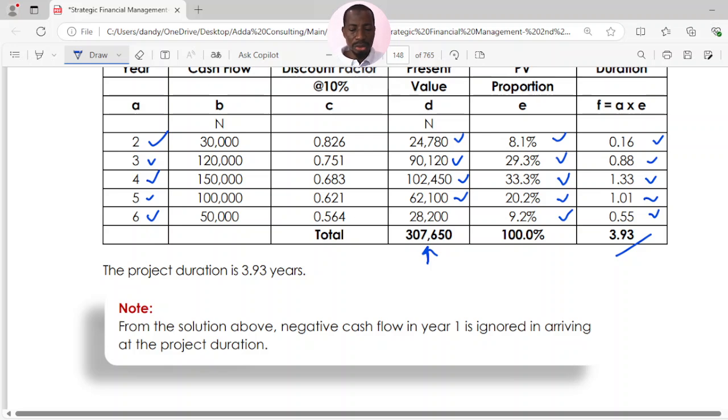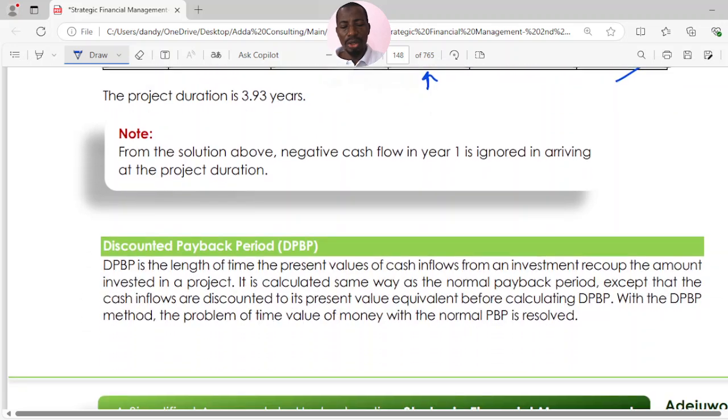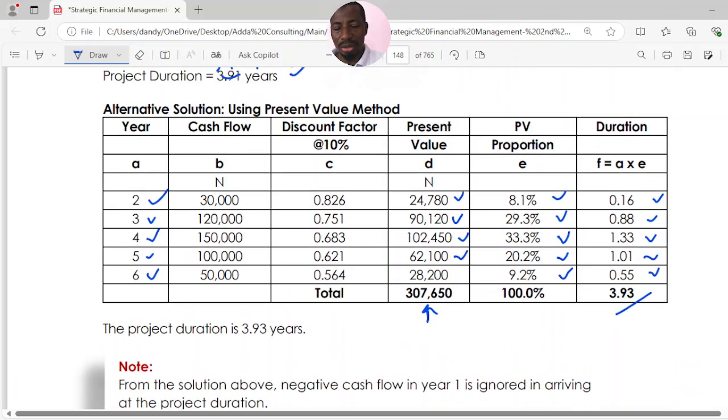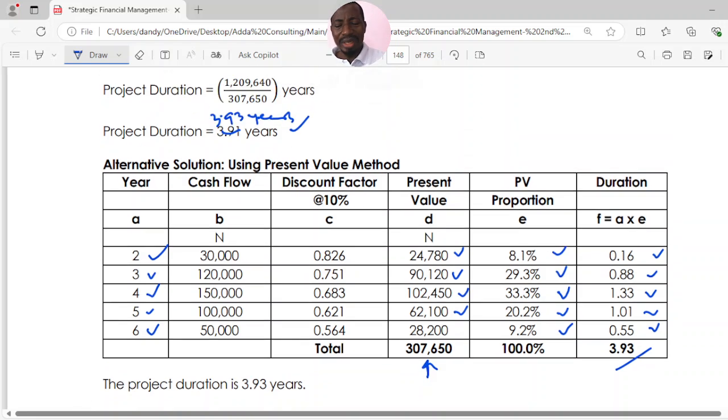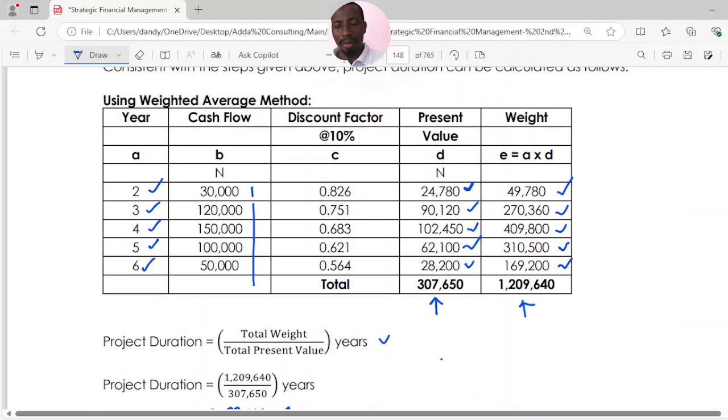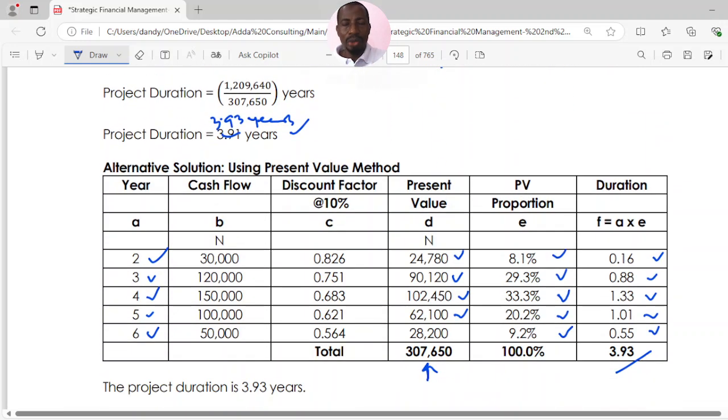Like I mentioned to you, from the solution above, the negative cash flow in year 1 is ignored in arriving at the project duration. Again, no matter how big the question is, the two methods make use of present value. If you are given inflation, taxation, working capital, sales value, variable cost, all those normal things you do in calculating NPV.